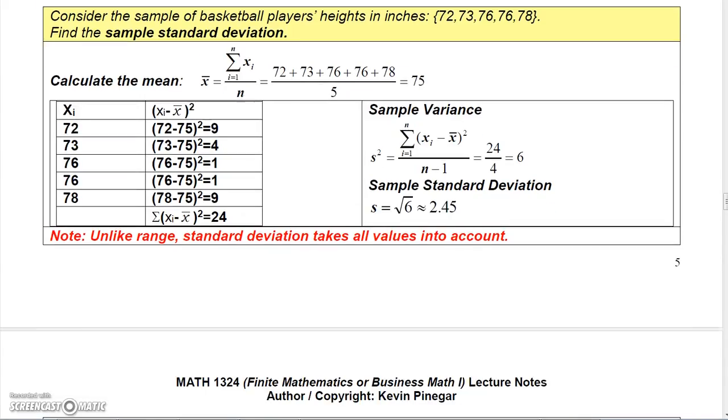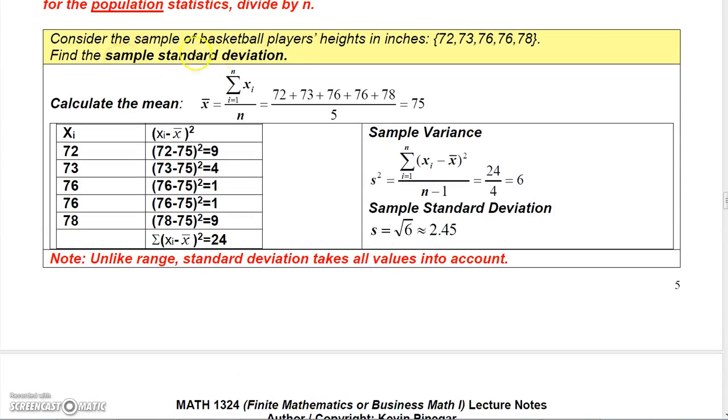Let's take a look at another example. Let's say that we've got 5 basketball players, 72 inches, 73 inches, 76 inches, 76 inches, and 78 inches. The mean would be 75. Now, I'm just going to calculate the sample standard deviation here. So each x value, I got the mean already at 75. So I take each of these values, subtract the mean from it, and square it. And then I add these values together. 9 plus 4 plus 1 plus 1 plus 9, and I get 24.